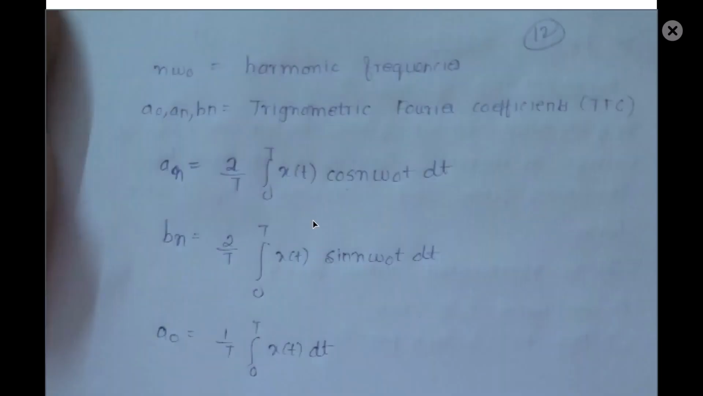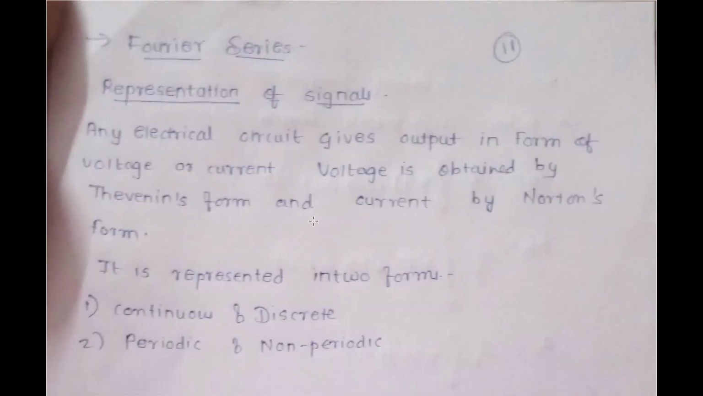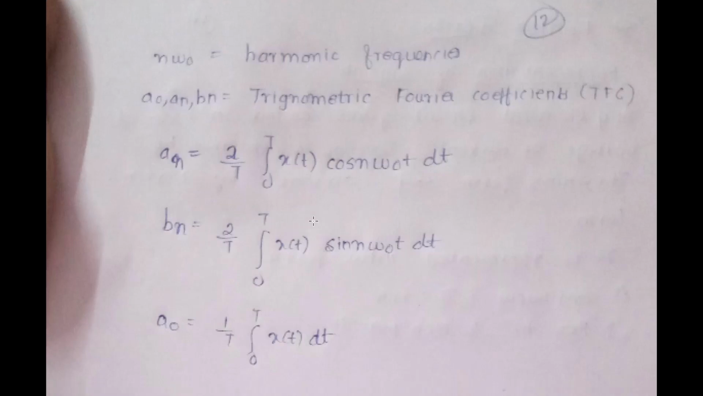Now, what are these values in this expression? n omega naught are the harmonic frequencies. A0, An, Bn are the trigonometric Fourier coefficients, wherein A0 is given as 1 by T integral 0 to T x of t dt, wherein T is the time period of the signal. An is given as 2 by T integral 0 to T x of t cos n omega naught t dt. Bn is equal to 2 by T integral 0 to T x of t sin n omega naught t dt.